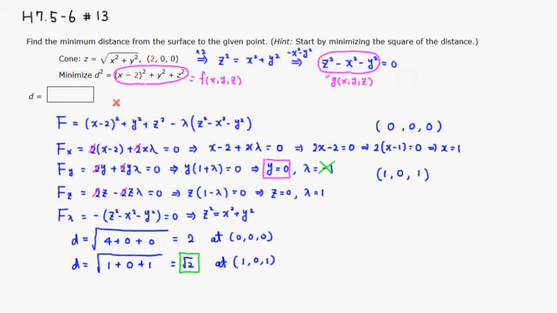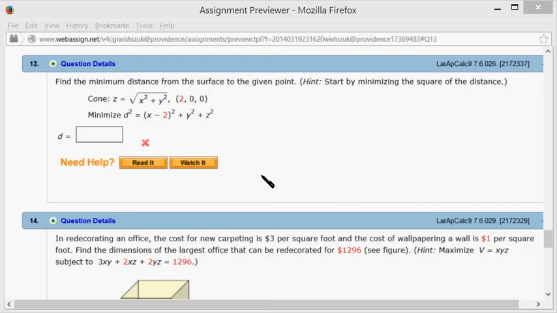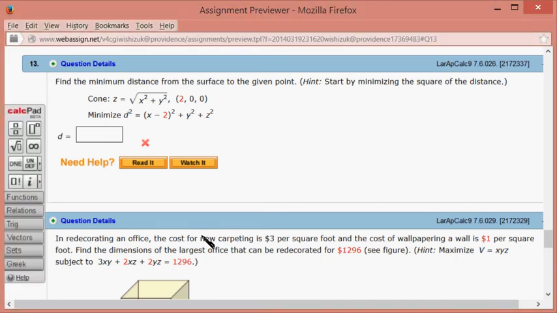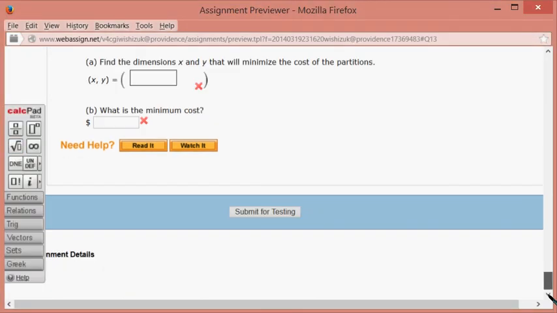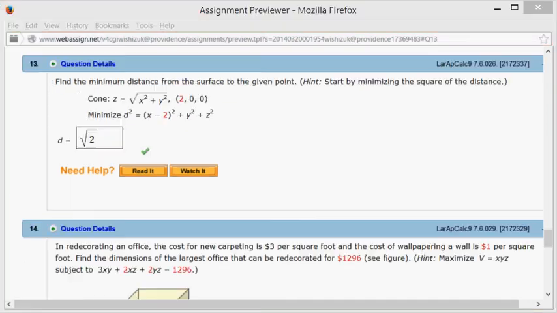Let's type it in. The minimum distance we found is the square root of 2. Let's check the answer. It came back, and it looks like we got this one correctly. That's it. I hope that this was clear.